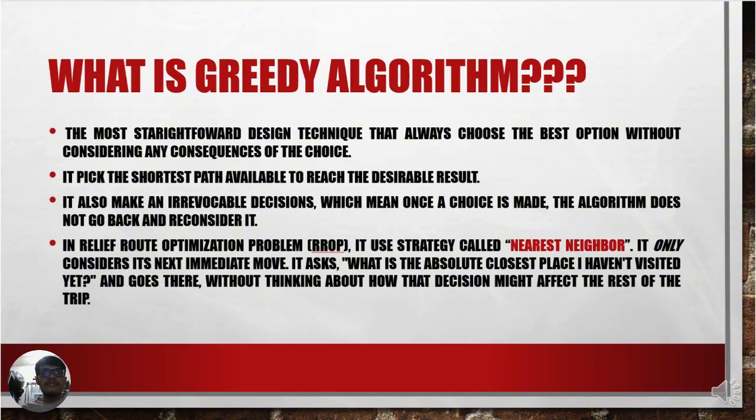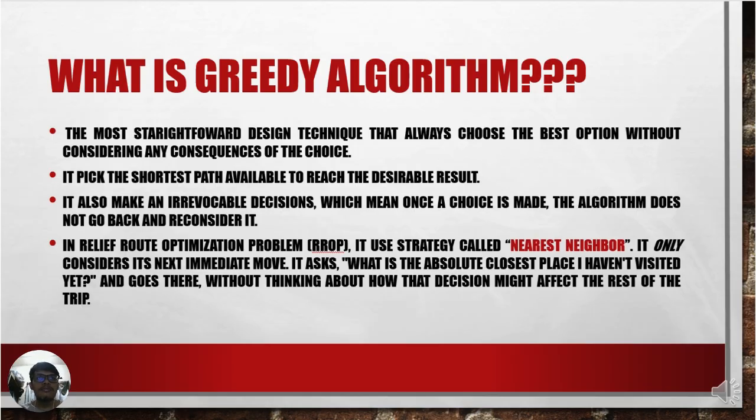Well, it's the most straightforward design technique that always chooses the best option without considering any consequences of the choice. It picks the shortest path available to reach the desirable result, which also makes an irrevocable decision, which means once choices are made, the algorithm does not go back and reconsider it. So that means it's just a one-time use algorithm.